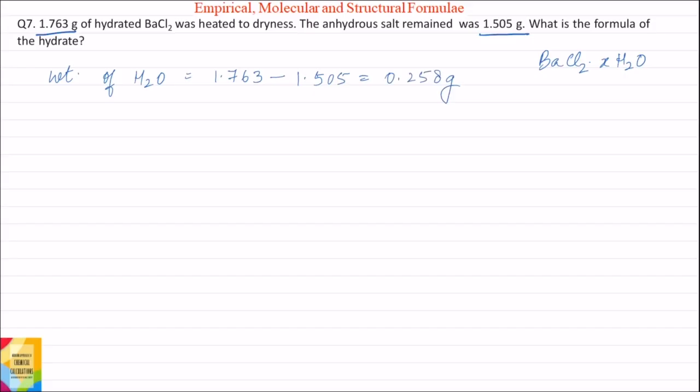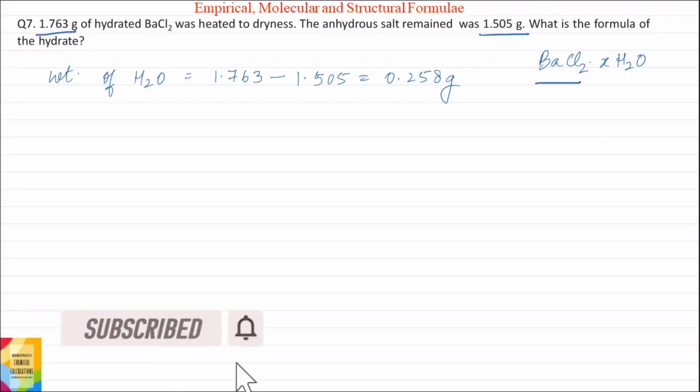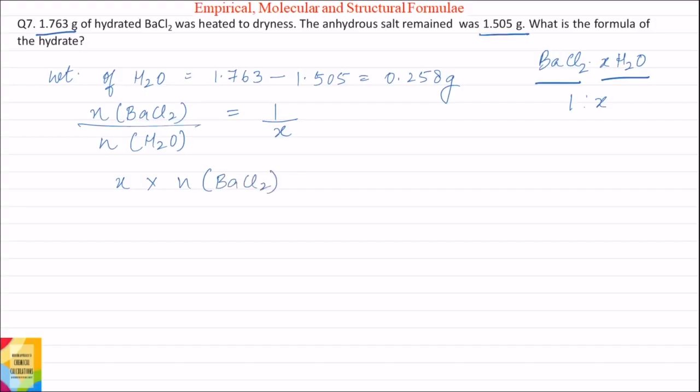Now as can be seen from the molecular formula of the hydrated salt, the ratio of number of moles of BaCl2 and number of moles of water of crystallization is 1 is to X. Therefore, it can be written number of moles of BaCl2 divided by number of moles of H2O is equal to 1 by X, cross multiplying, X into number of moles of BaCl2 is equal to number of moles of H2O.